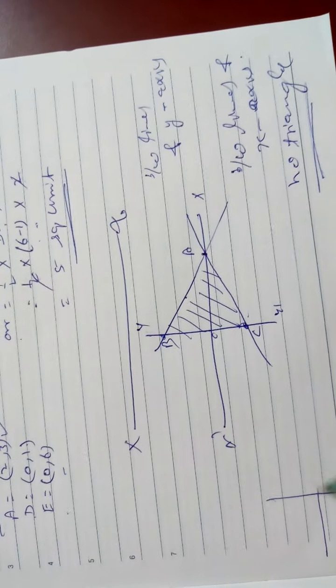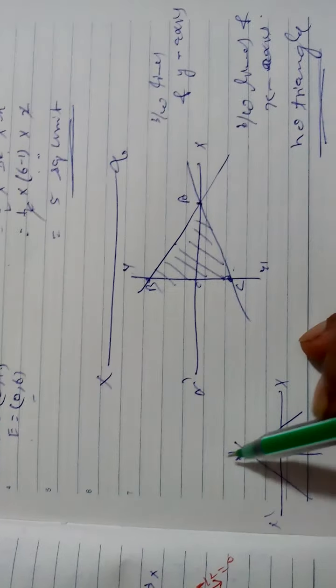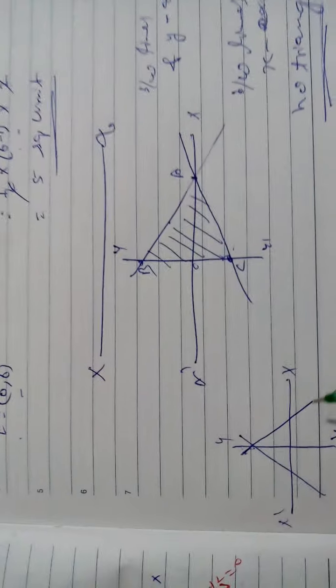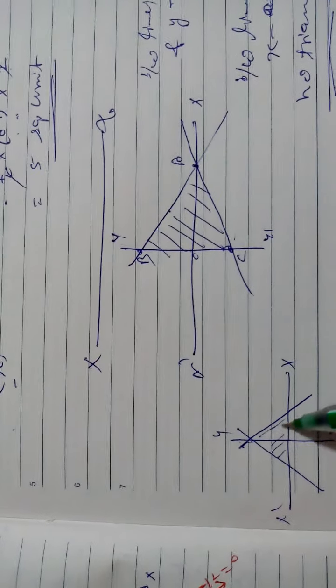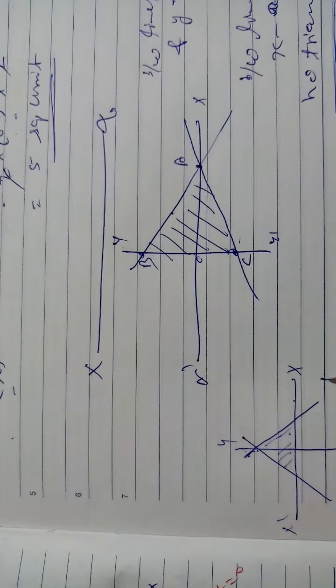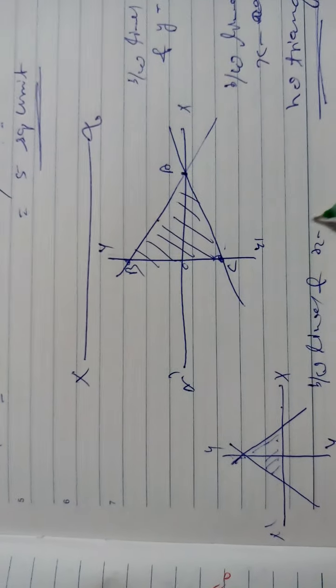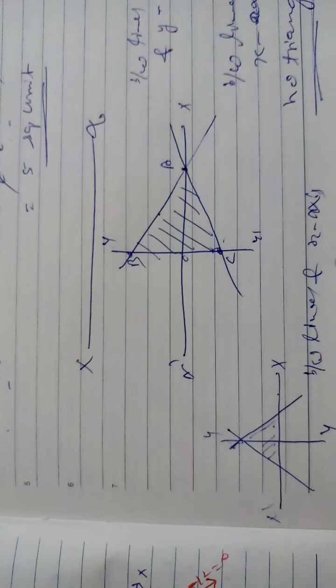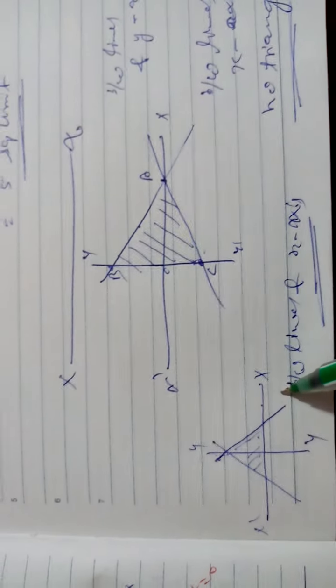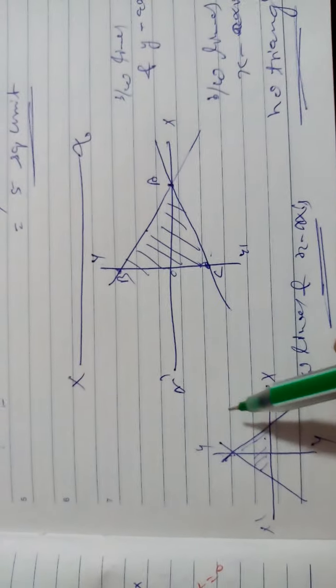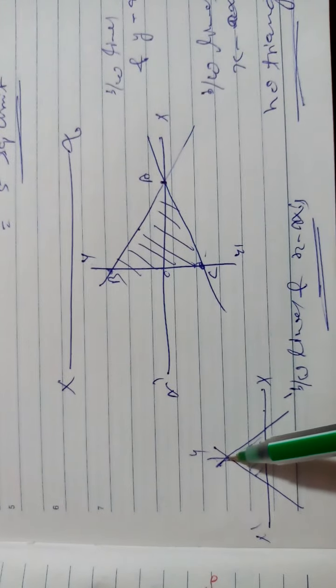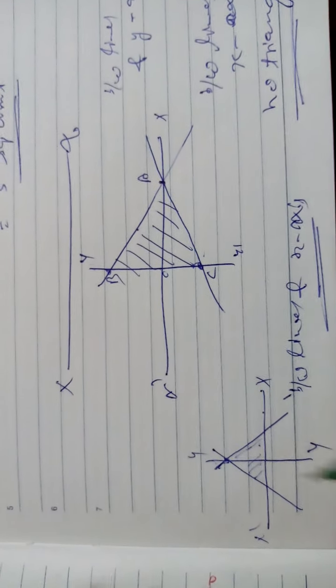If the figure is like this, x dash, y dash. So here this triangle will be between the x-axis, between the lines and the x-axis. Between the lines and the x-axis only a triangle will be formed. No triangle is formed between the lines and the y-axis because the intersecting point of the lines is here.